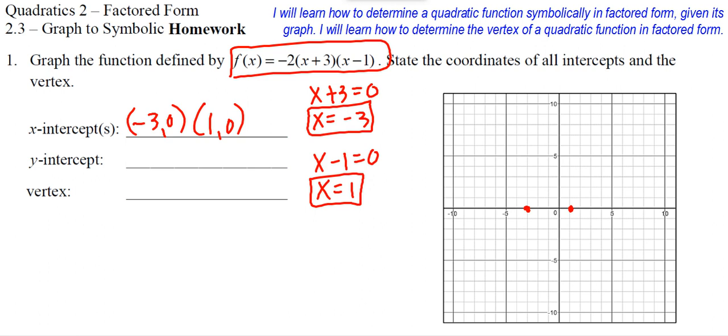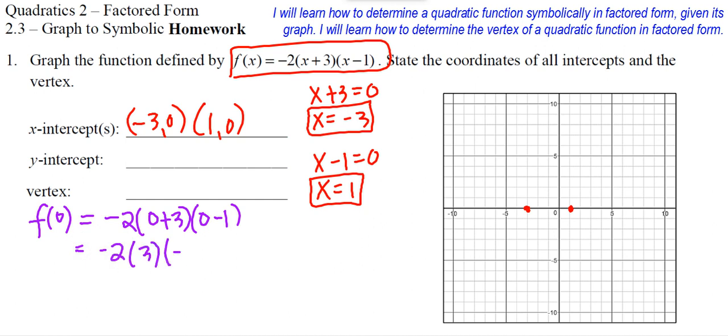Okay, let's get the y-intercept. Remember, for the y-intercept, plug in 0. We have 0 plus 3, 0 minus 1. That's a 3, right? And that's a negative 1. That's a positive 6. So we have 0, comma, positive 6. And then lastly, we'll get our vertex.